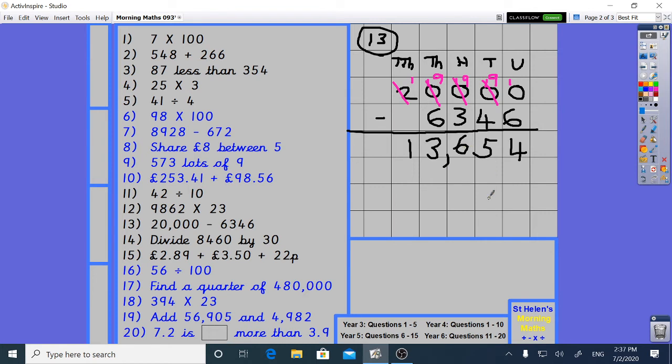13,654. Commas go 3 from the end if you use them. If you don't know how to use commas, leave them out, because you don't have to put them in. If you put them in, make sure they're right. 13,654, and we're on... Let's do a number bond check. There's a number bond check on this, isn't there? 54 and 46 is a number bond to 100.